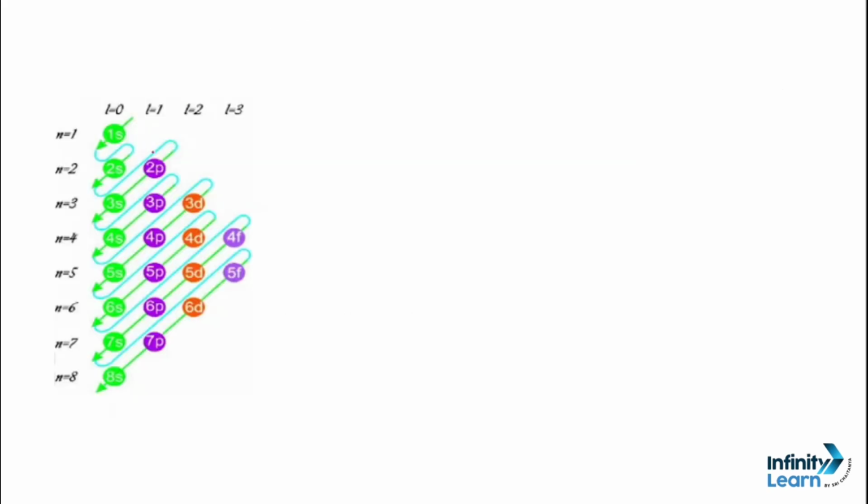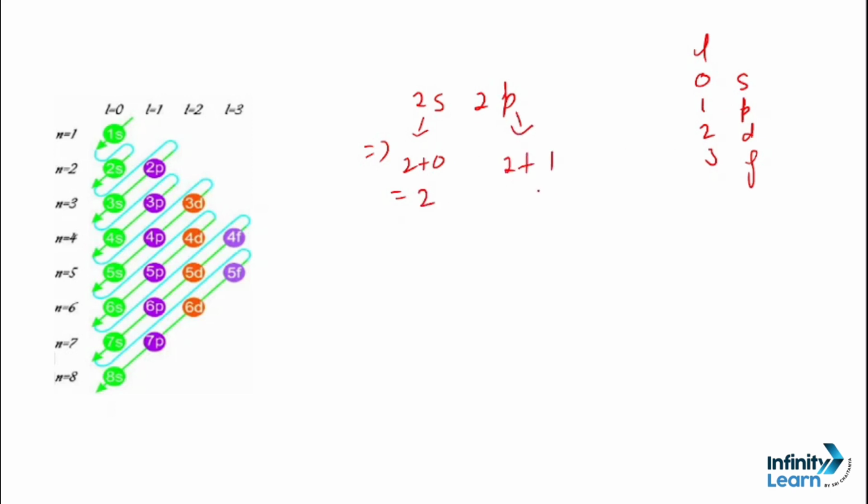Now let's understand this with the help of this diagram. If we take two values here, like 2s and 2p, let's compare them. How do we find it? The value of l is 0, 1, 2, 3 for s, p, d, f. So the value of 2s we will get here is 2, since s value is 0. And the value of 2p will be 2 plus p, p is 1, that is 3. So which will have a lower energy? This 2s will have a lower energy.